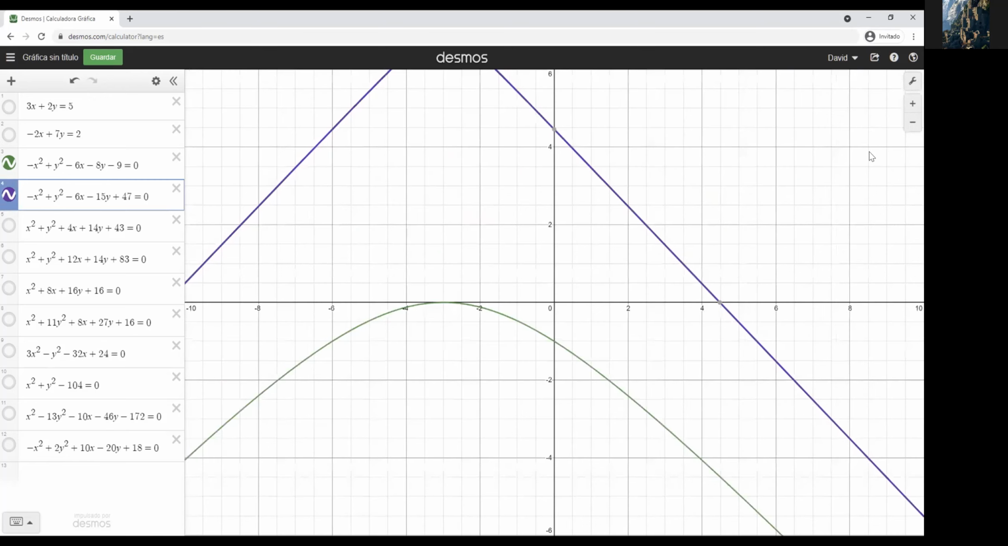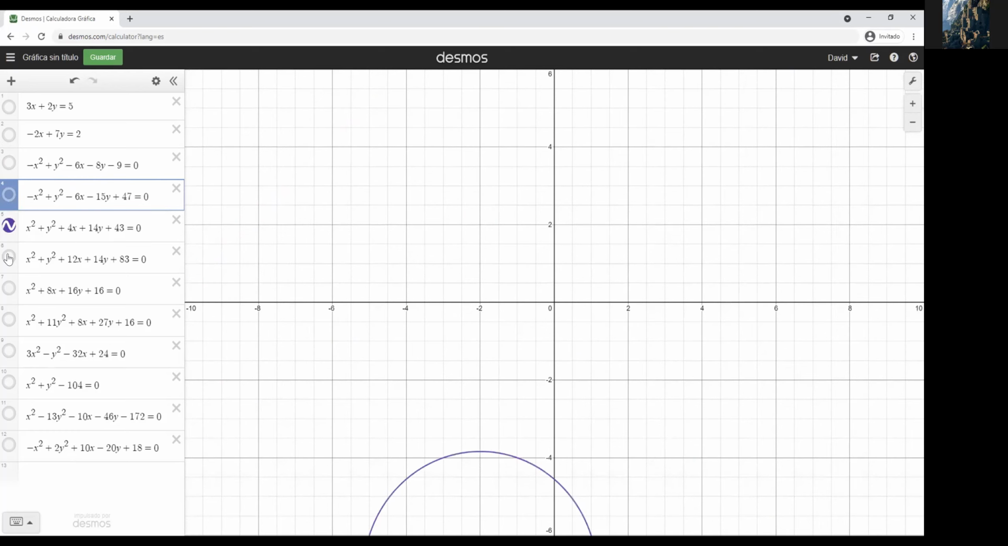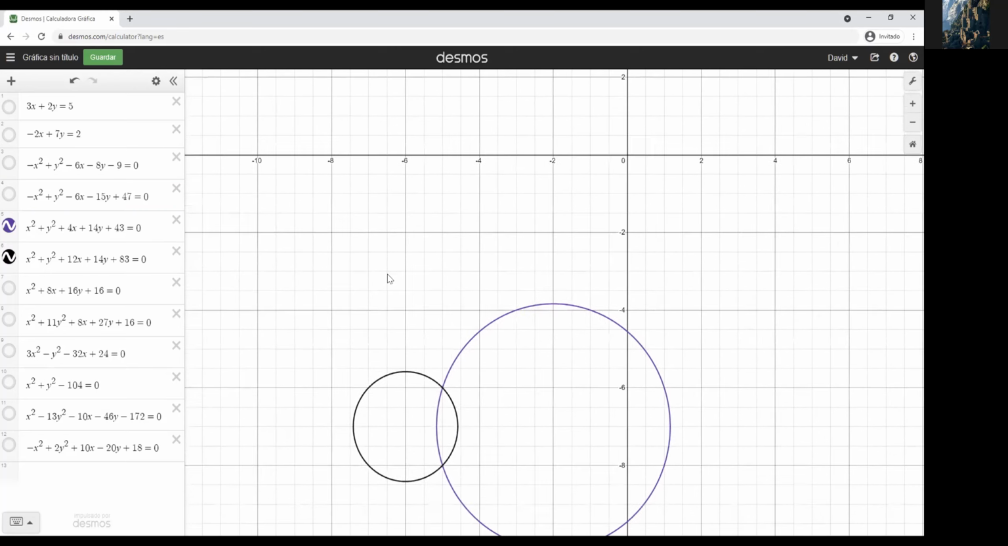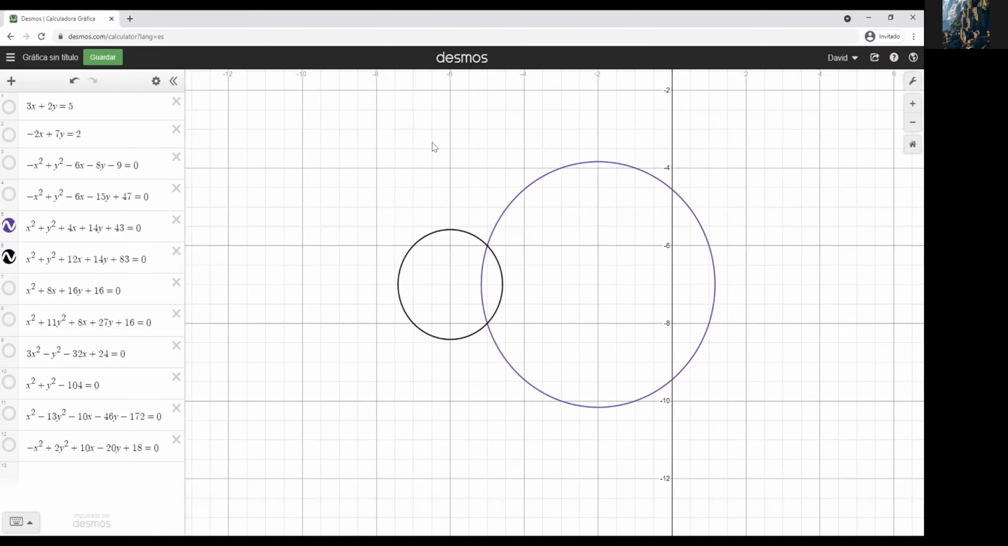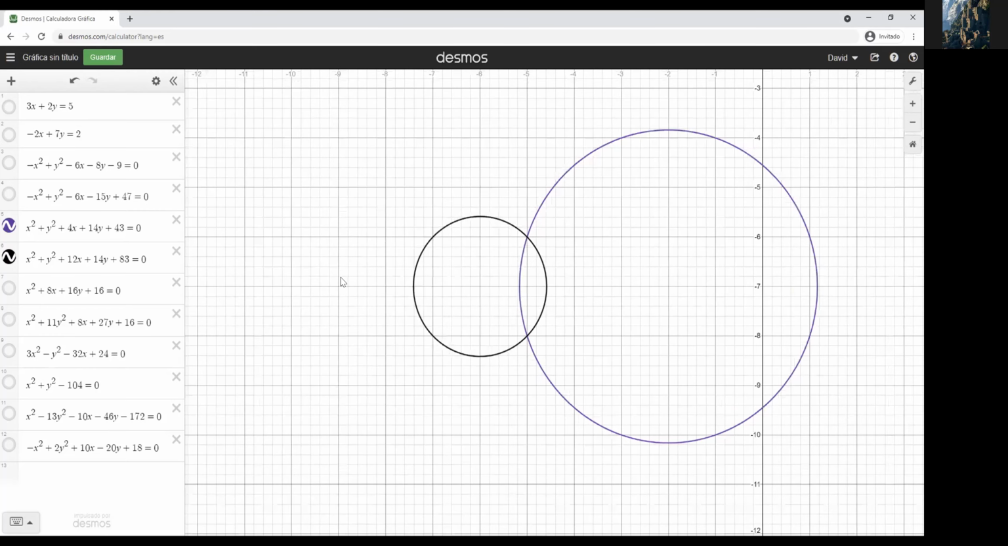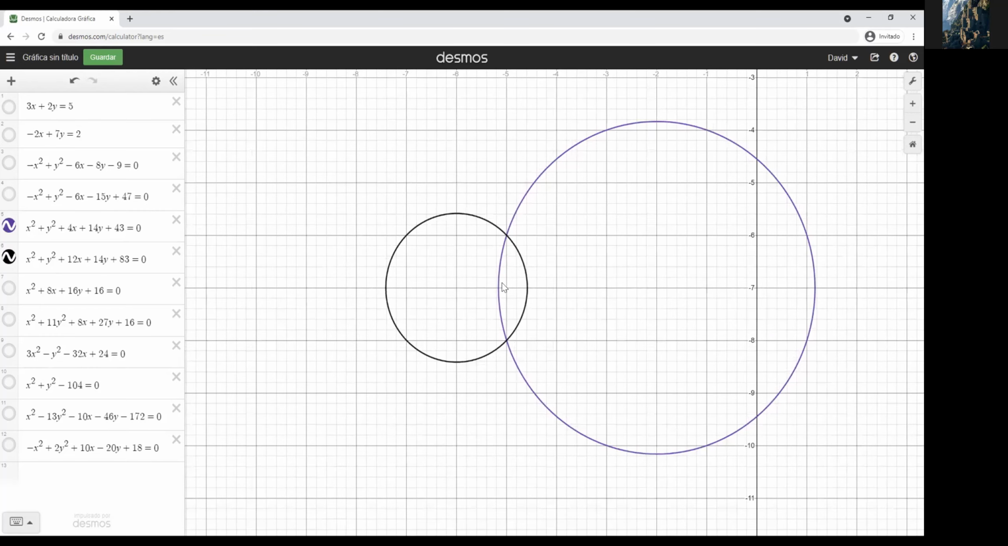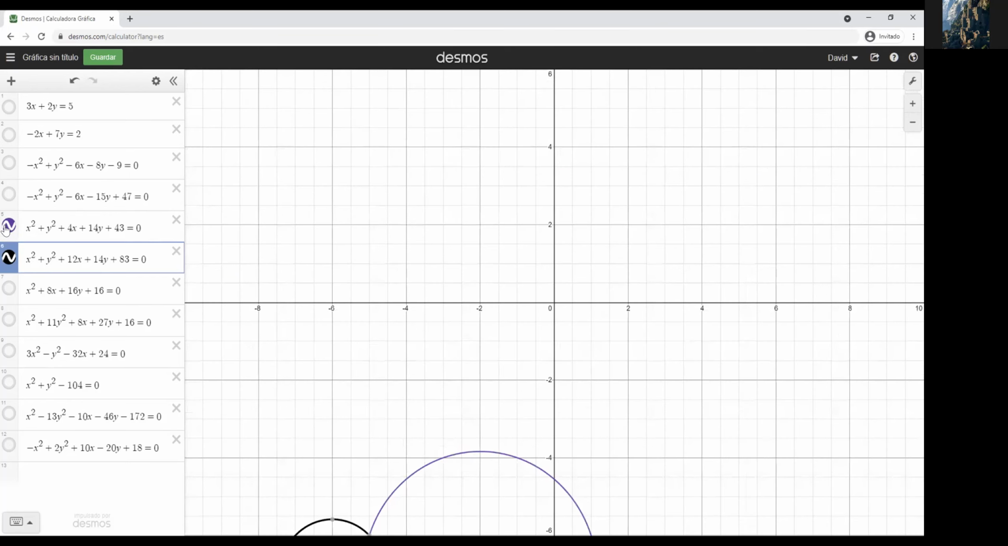Now, quadratic equations, as we said, may have all sorts of different shapes. In this case, here you see we have two circles. Now, the way these two circles are intersecting each other generates two possible solutions because they intersect at two different points. So the answer for this system of equations would consist of two different points. Let's see a different scenario.